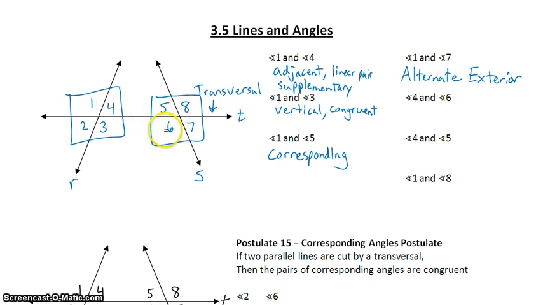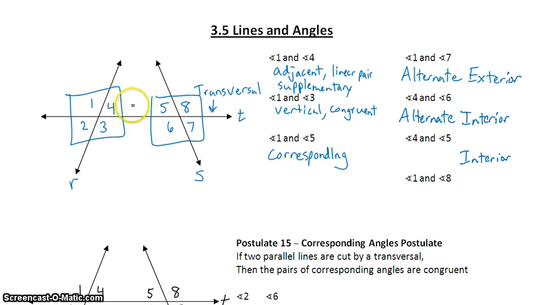If I look at 4 and 6, 4 is above the transversal and 6 is below. Above, below, above, below. They are alternating, and this time 4 and 6 are both between R and S, so they are interior. Angles 4 and 5. 4 and 5 are both between R and S, so they're going to be interior angles, but they're on the same side of the transversal.